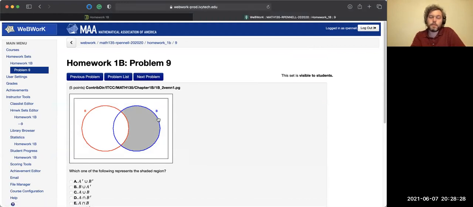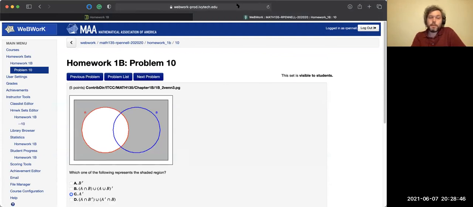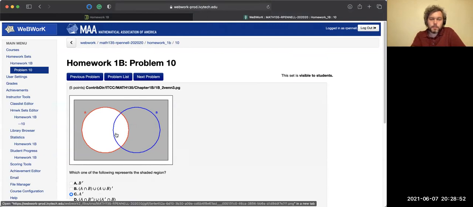Very similar to this. You are looking for which would best represent this Venn diagram. This is B minus A, so you just want to maybe look at your notes and see which one would work best for that. Very similar to this, you only have one Venn diagram and you just want to see which would work best to represent what this is. This is obviously a complement.